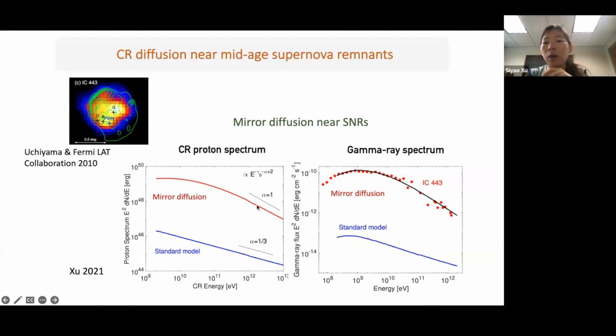But the mirror diffusion is quite different. It can very effectively confine the particles in the molecular clouds for them to have sufficient interaction with the protons there and produce sufficient gamma ray flux. So we can see that the mirror diffusion gives a better agreement with the observational data. Also, because the mirror diffusion coefficient has quite a strong dependence on cosmic ray energy, if we apply the mirror diffusion, we see it also gives quite good agreement with the very steep gamma ray spectrum for this gamma ray source.